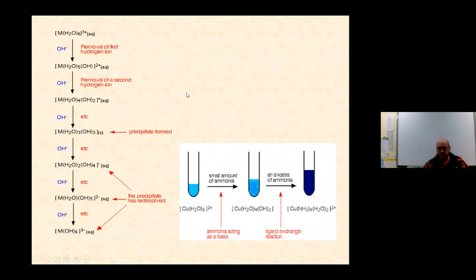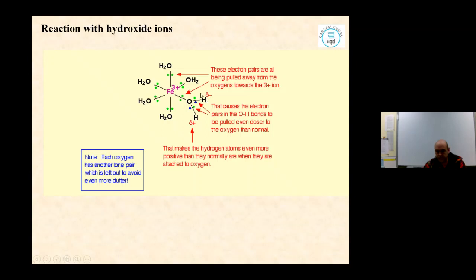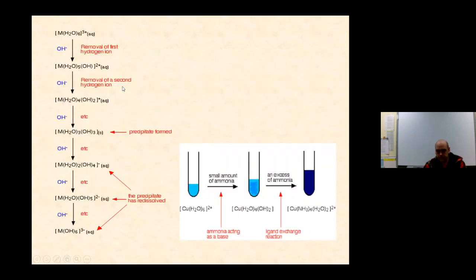So what I've got here is typically what would happen. As we add increasing amounts of hydroxide ions, these react with the H on here to form water. So you take an H+ off from this water molecule. You can see now I've only got 5 waters, and a hydroxide ion on here. And in losing that H+ to form water, the charge becomes 2+. Then I can add more hydroxide ions, and you can see I've removed another hydrogen from a water. So my waters are going down.